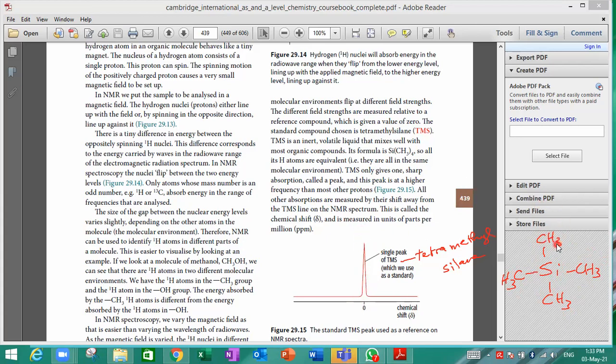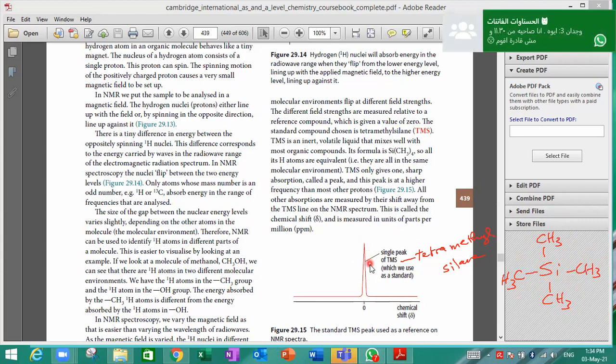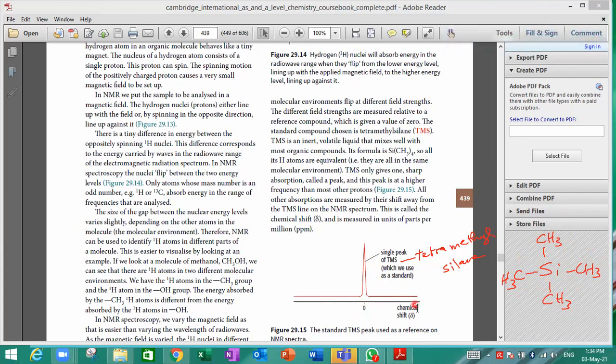Of course, also, all of the hydrogens are in the same environment because all of them are bonded to a carbon that is bonded to a silicon. So we have 12 protons that are present in the same environment, so they give only one single peak, and it's a high peak, and we are going to consider this peak to be our reference, which is the tetramethylsilane. We are going to take it as the 0.